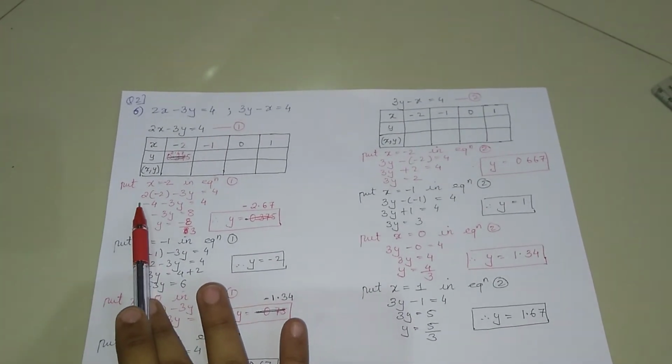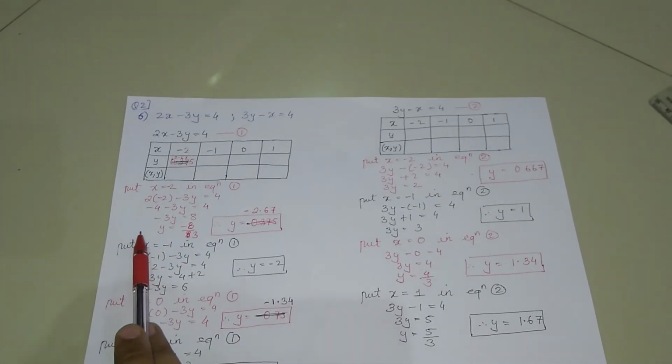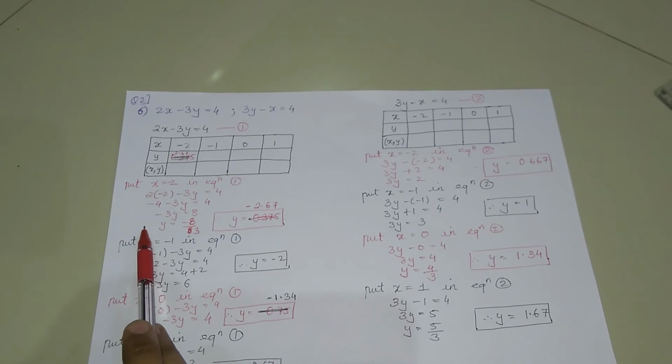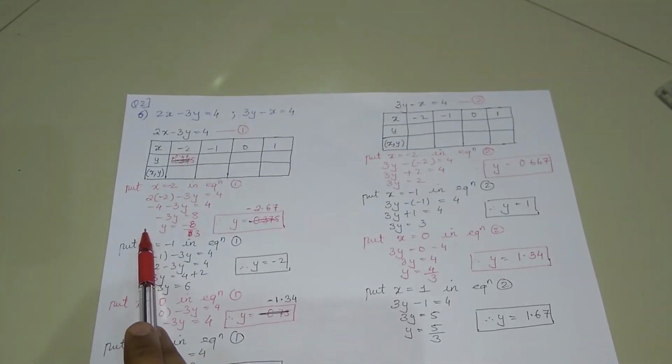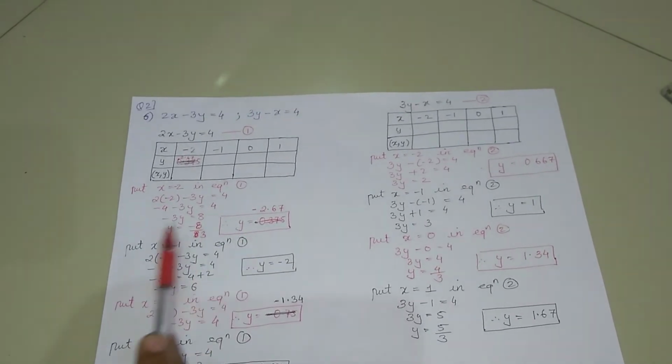So 2x is minus 4, so minus 4 minus 3y is equal to 4. So minus 3y is equal to 8, y is equal to minus 8 by 3. After solving minus 8 by 3, we get minus 2.67.